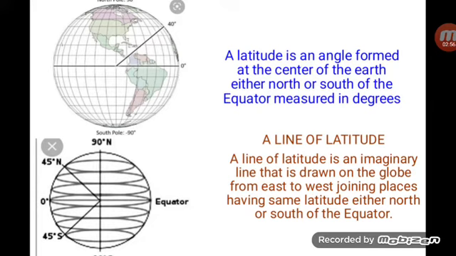So that is why we say a line of latitude is a line which is imaginary, of course, and it is drawn on the globe east to west, joining places having the same latitude either north or south of the equator.